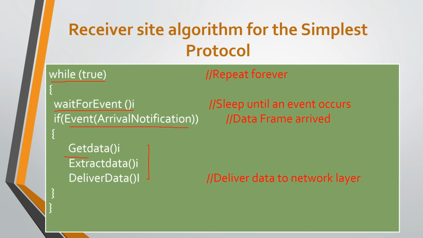in which it gets the data from the physical layer, extracts that data from the frame by removing additional information like control information, and the extracted data is delivered to the network layer of that receiver. So this is the algorithm for the receiver side.